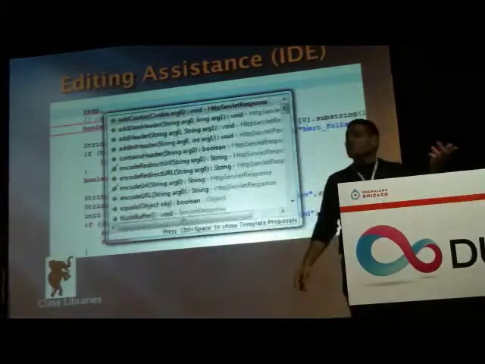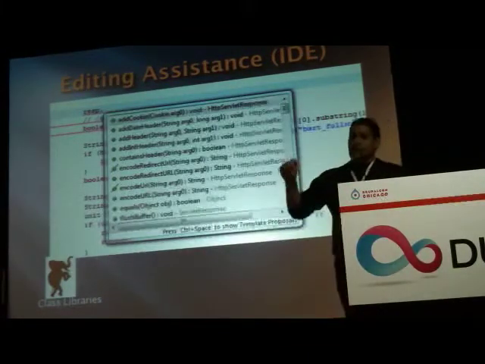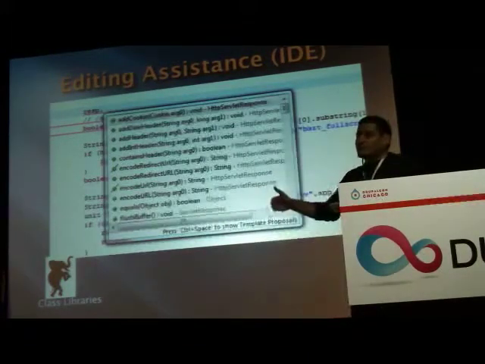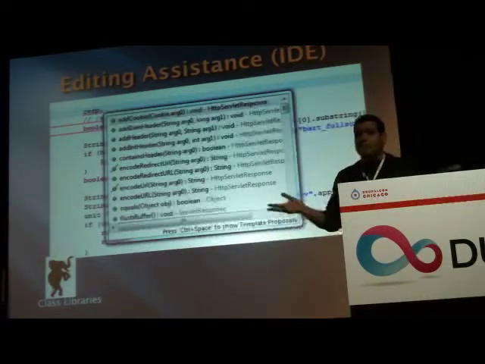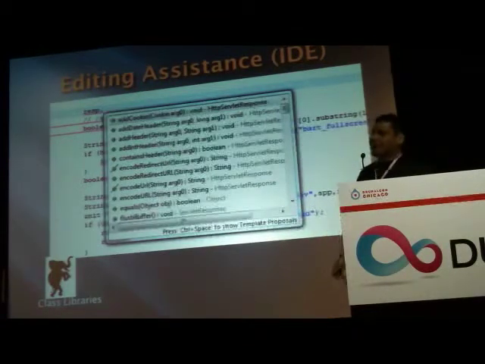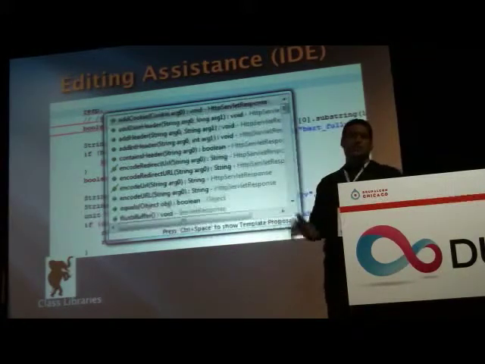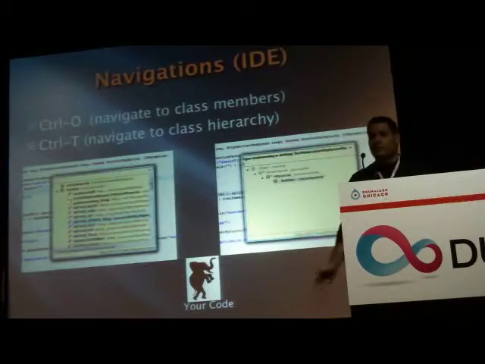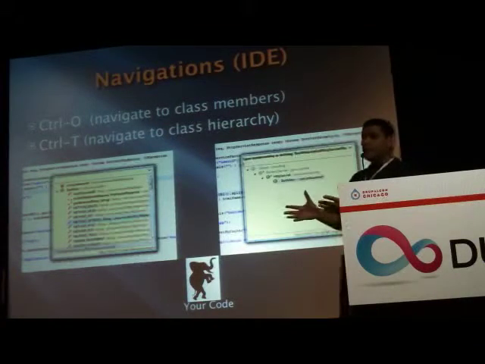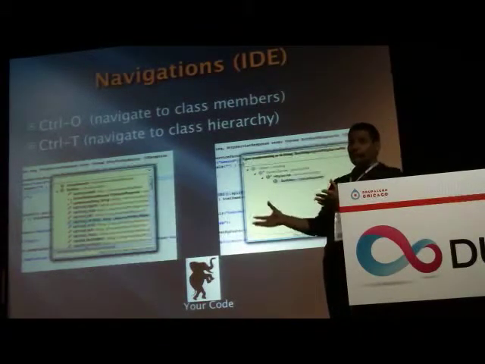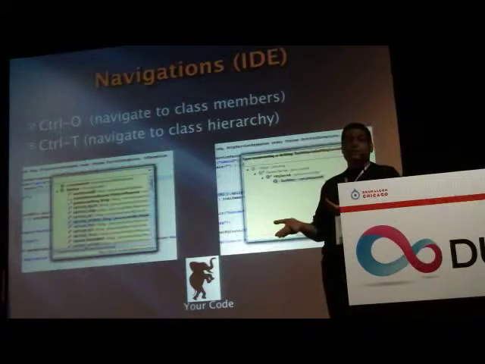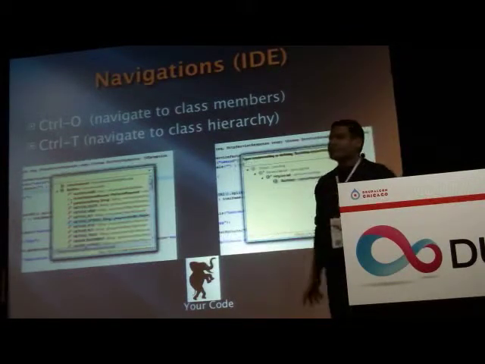Another example is code completion in the IDE. If you just click dot, you see the methods, you choose the method, and then you choose the parameter. This is the way we program. And if you press Control O, you see the methods. Control T, you see the classes, and this way you navigate. In this case, the elephant is your code and the library code, and the footprint is nothing, maybe the keyboard.